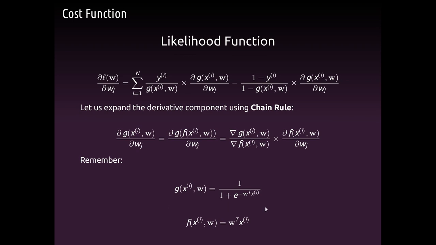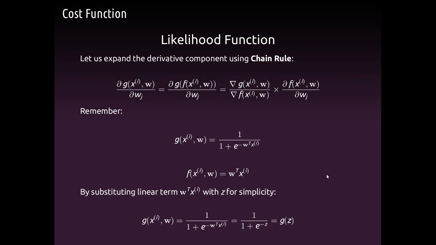Again, I'm putting here the definition of our logistic function, which is 1 divided by 1 plus e to the power of minus w transpose x, where f of x here is nothing but the linear function w transpose x super i. So for simplicity, we will simplify the term g of x super i and w as g of z. We introduce a temporary variable z to simplify the mathematics. So g of x super i and w equals 1 divided by 1 plus e to the power of minus w transpose x super i. We set w transpose x super i to z, so we rewrite this as 1 divided by 1 plus e to the power of minus z, or simply g of z.